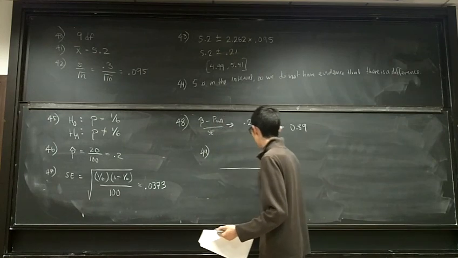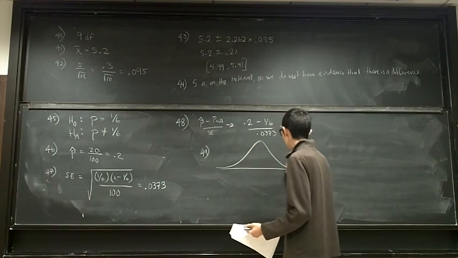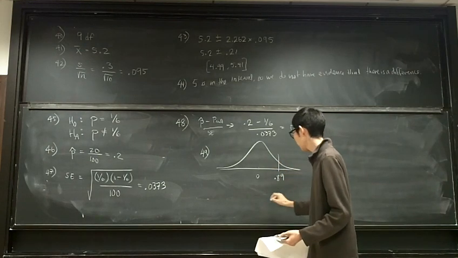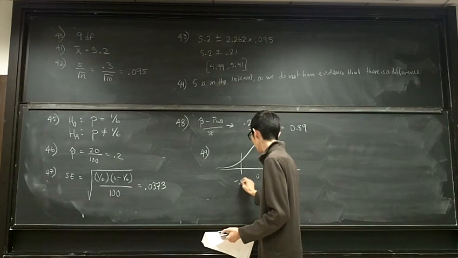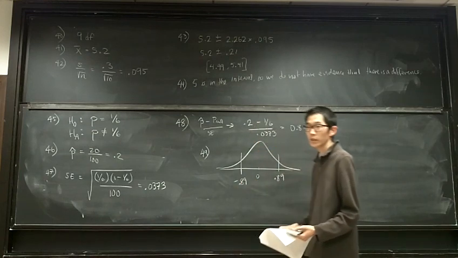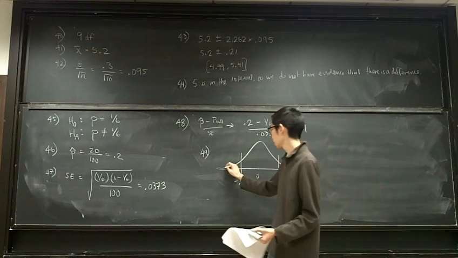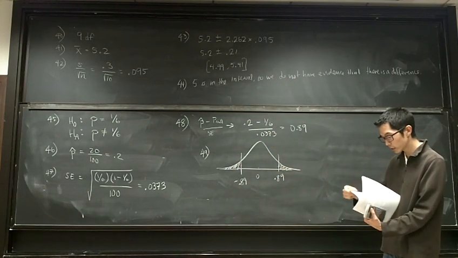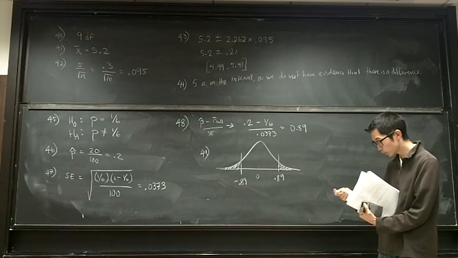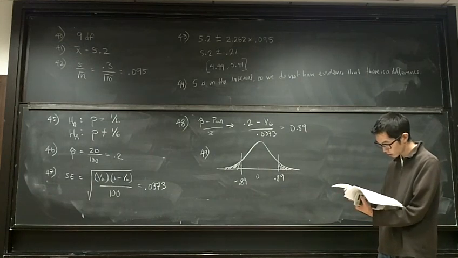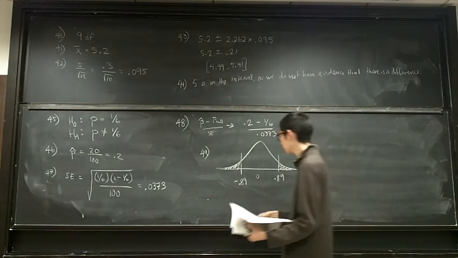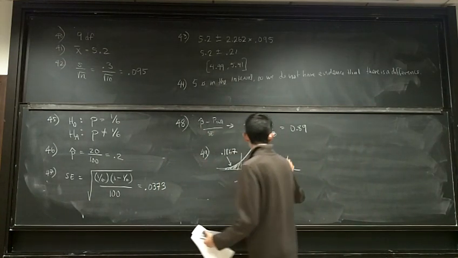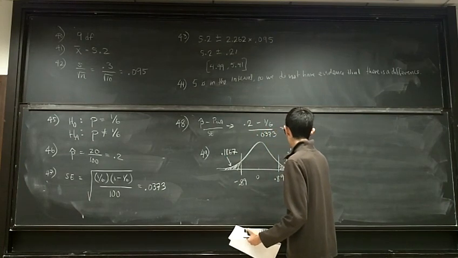And 49 says perform a two-sided hypothesis test. So I'm going to draw cutoff at 0.89 and also look at negative 0.89. And I want to see the total area in the tails. So I could look up either positive or negative 0.89. Maybe I'll look up negative 0.89. And the area in the tail is 0.1867, which means the area over here is also 0.1867.